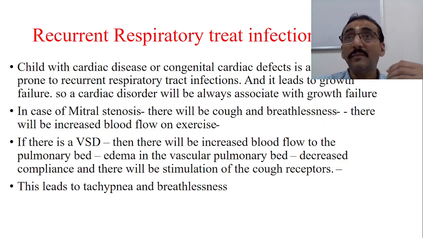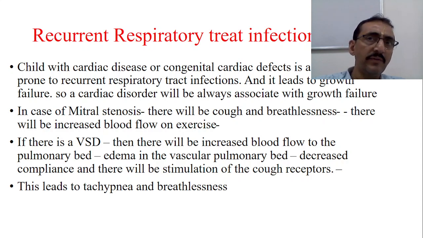Okay, so in case of mitral stenosis, what happens? There will be cough and breathlessness, and there will be increased blood flow on exercise. Another one is VSD, which is the most common cause in case of TOF, tetralogy of Fallot, the presence of the VSD. So there is a shunt between the right ventricle and left ventricle, isn't it? When the left ventricle contracts, blood moves towards the right ventricle through the shunt. So there is an over collection of blood in the right ventricle. Now from the right ventricle, this blood has to be emptied in some way.